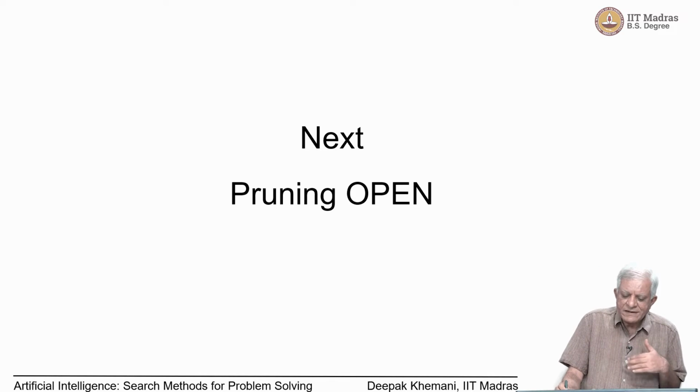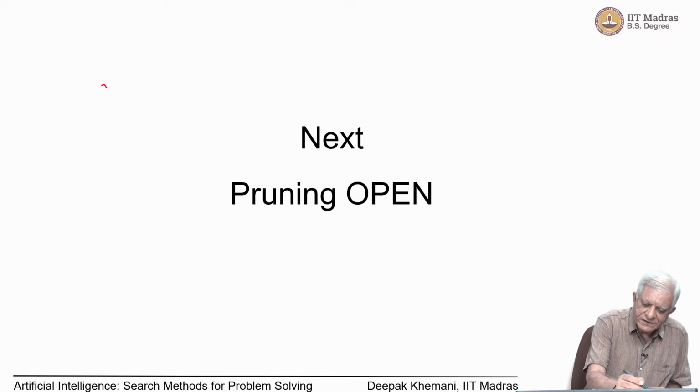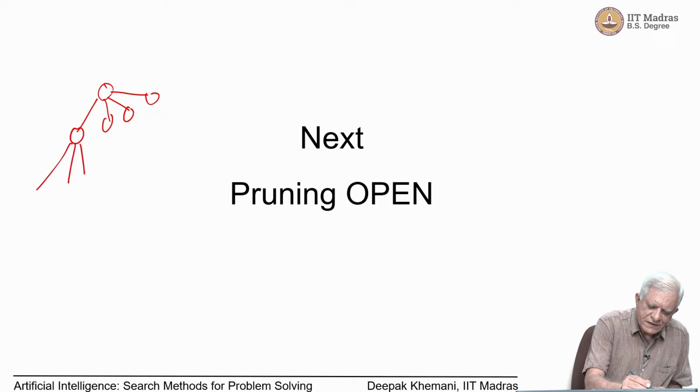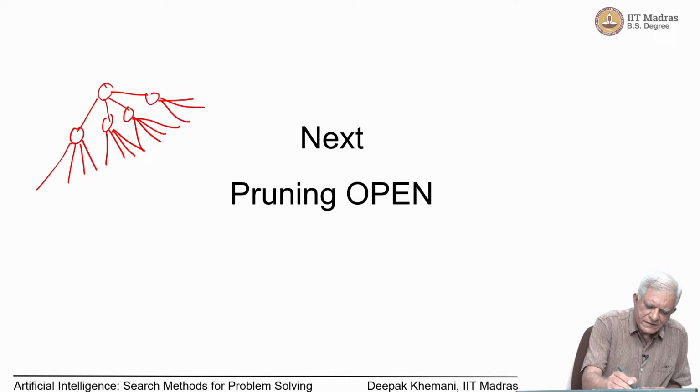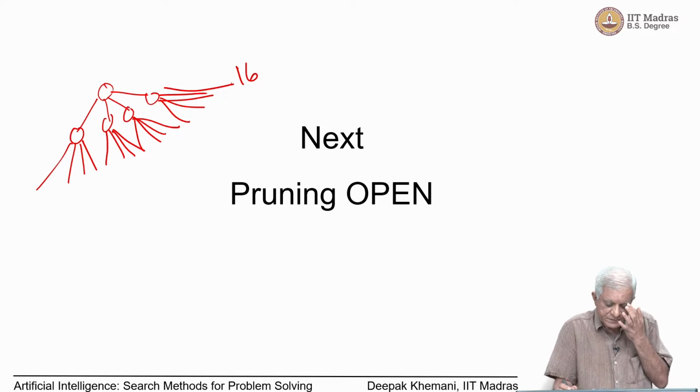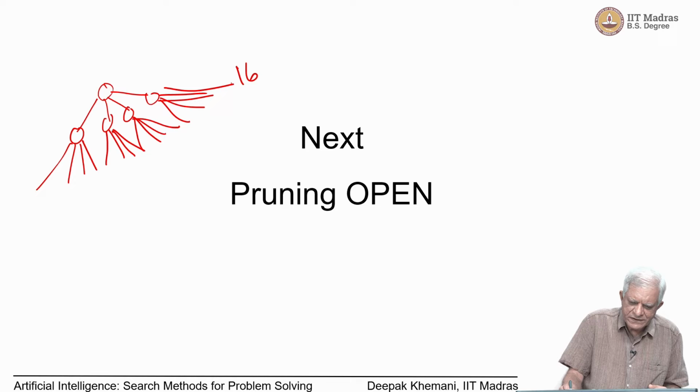So, next let's look at pruning open. In general, if you are talking about search spaces, then it is open which tends to grow faster. We saw this, for example, if we have 4 children, then we have 4 successors at this level, then we will have 16 at this level, and then 16 into 4, which is 64 at the next level, and so on essentially.